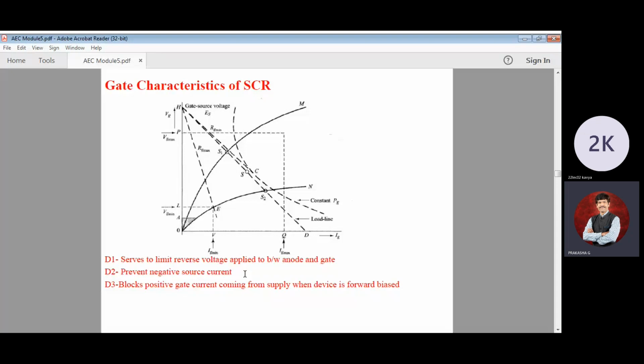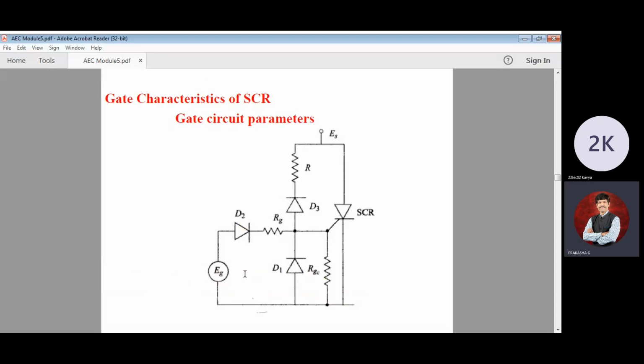So you should know what is the purpose of D1, what is the purpose of D2, what is the purpose of D3. Once you know the circuit diagram, then you will come to know how exactly a plot is going to come out. So understood what is the role of D1, D2, D3? All of them basically prevent the effect of the source on the gate terminal. D1 is used to block the reverse voltage across the anode and gate. D2 is for any negative voltage that comes into the picture, it is going to reverse that one.